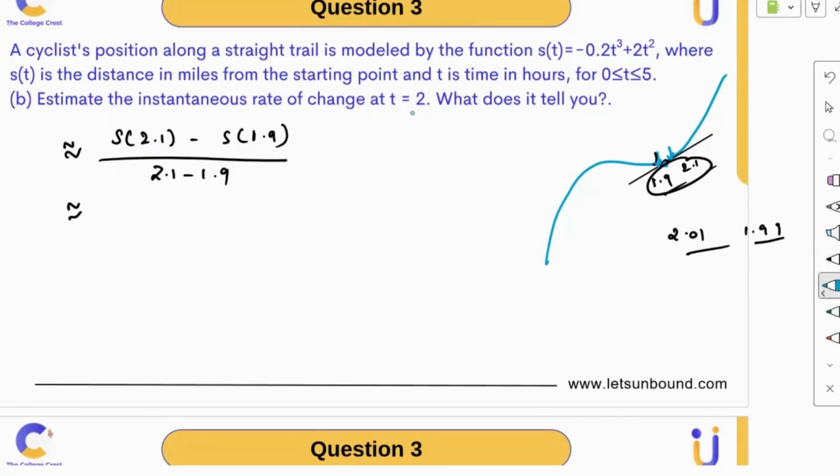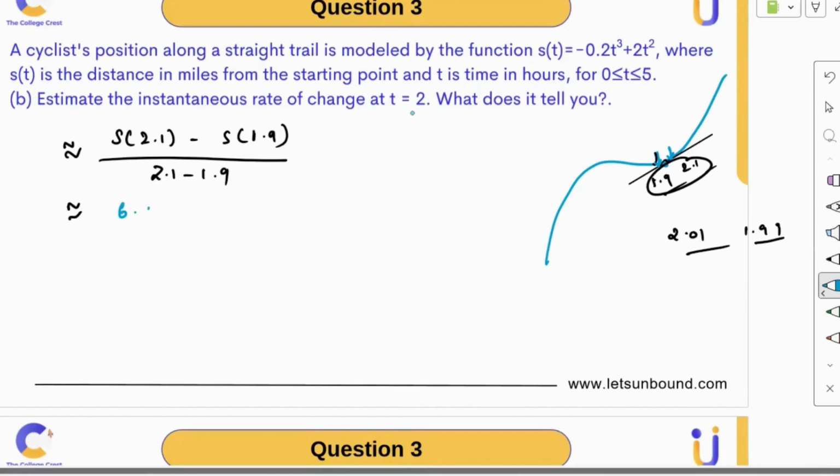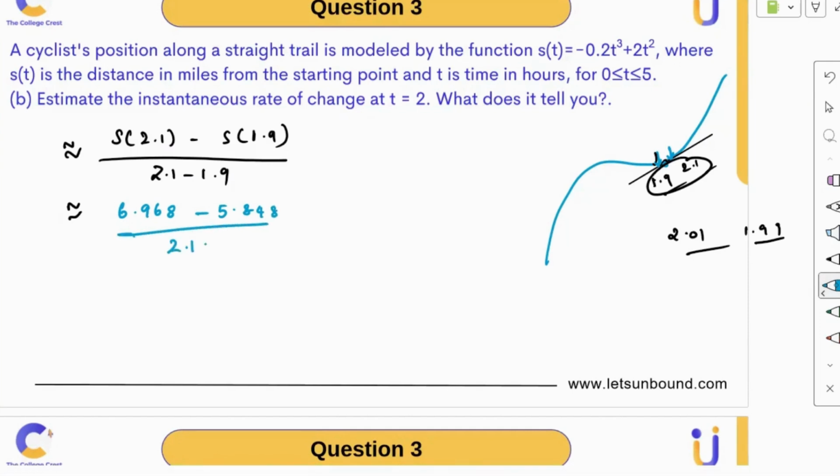So S of 2.1 is 6.968, using the calculator, I'm not showing the graph again because it's easy, right? Minus 5.848, over 2.1 minus 1.9. Actually, we took a 0.1 difference, right? That will be the one here. So just equate and solve for it. You will get 1.12 by 0.2. So try to express it with a whole-number denominator. If you simplify this, you will get 5.6 miles per hour.